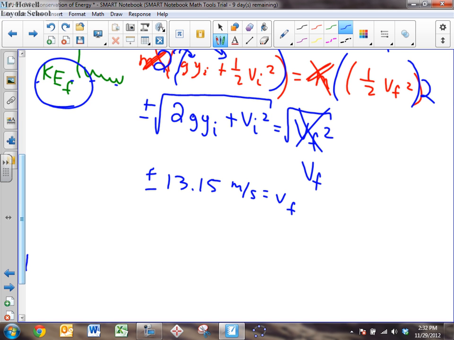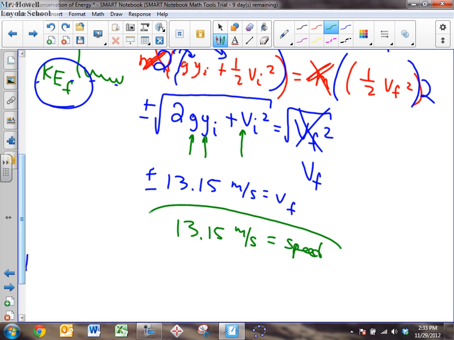Now that's the velocity at the end, plus or minus 13.15. We plugged in all of our givens to get this answer, so it can be either of them. But the question asked, what is the speed? The speed is always the positive value. So the speed is 13.15 meters per second.